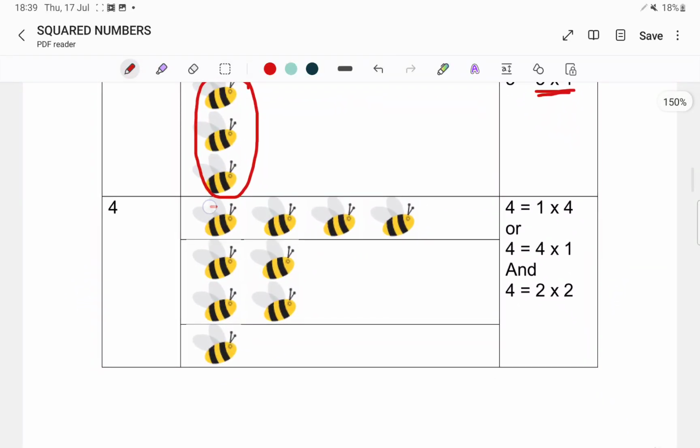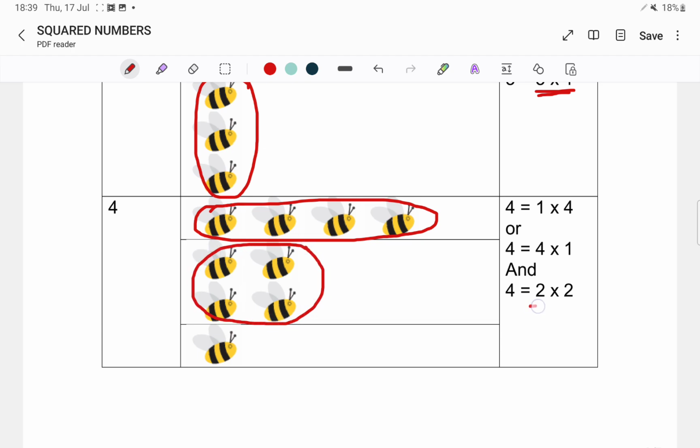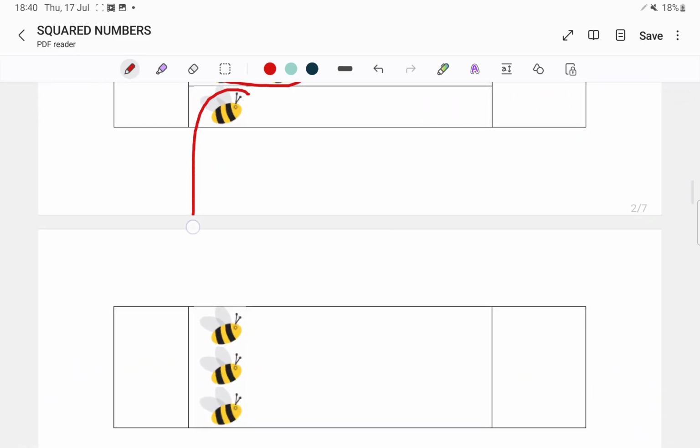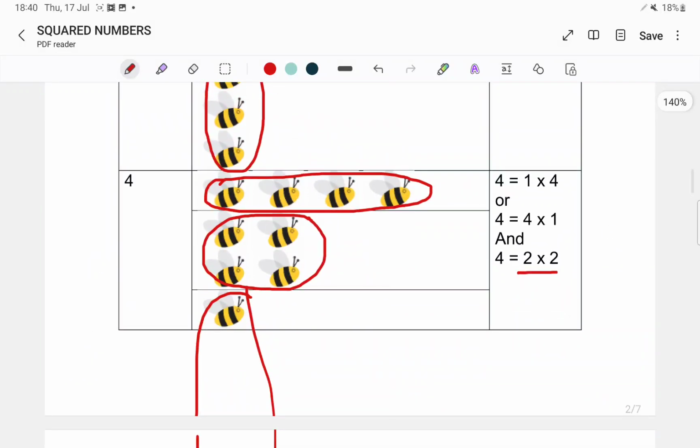In number 4 we have one representation as 1 by 4, or you can say 4 by 1. As a representation they will be different. And then the second representation is 2 rows of 2 symbols in each. So that is 2 by 2. And the third representation is where I am representing it as 4 rows of one symbol in each. So basically we have these three representations. 1 by 4, actually we can say 4 by 1 or 1 by 4, is one factor pair, and another factor pair is 2 by 2.